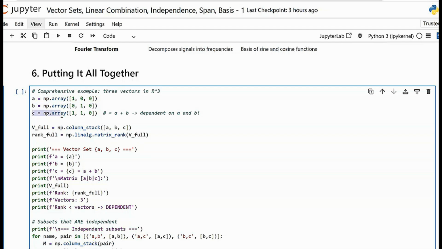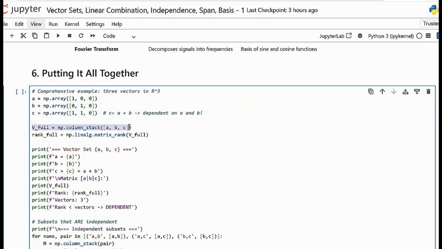And observe this C, dear friends. Here C is equal to A plus B, which defines the summation. So C is dependent on the A and B vectors. This immediately implies that the resultant C is always dependent on A and B. So let me have a column stack.